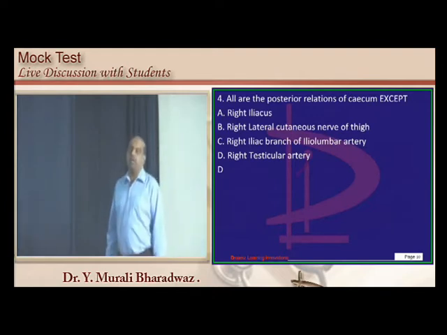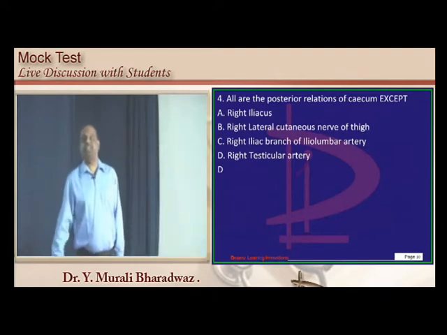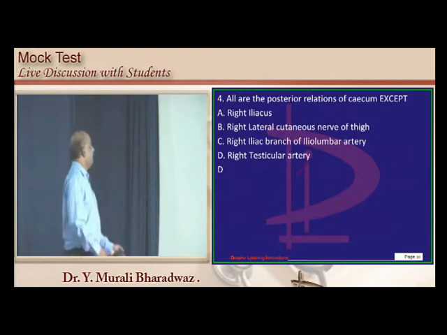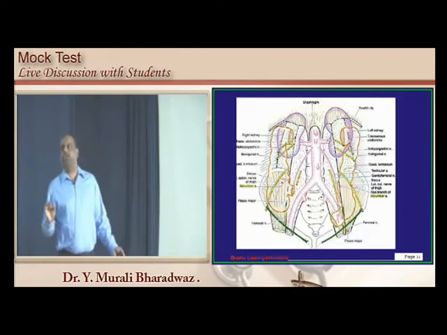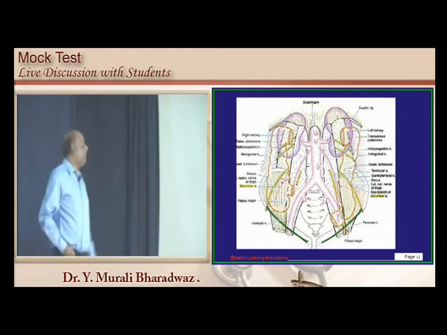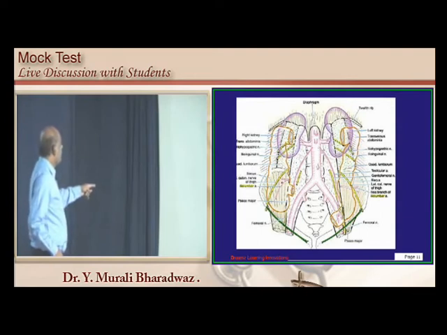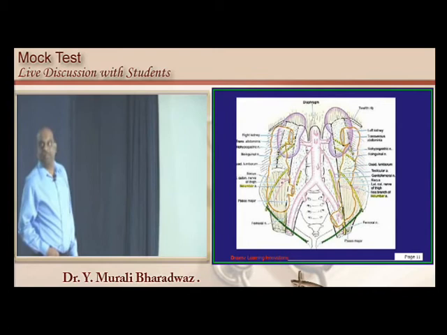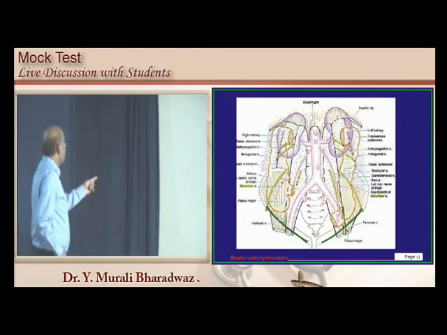Cecum, what are the posterior relationships of the cecum? This one illustration will be an eye opener, doctor, to explain everything. You can see here, this is the cecum. The iliolumbar artery, are you able to appreciate it here, doctor? It is a posterior relationship of the cecum. Similarly, here you are having the iliacus muscle, the psoas muscle, and the lateral cutaneous nerve of the thigh also typically located.